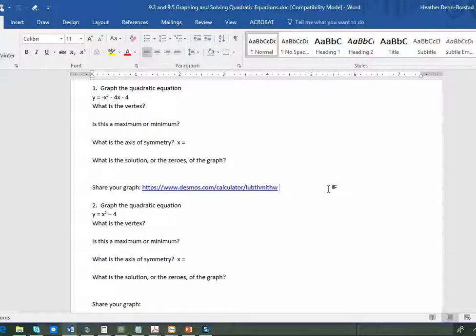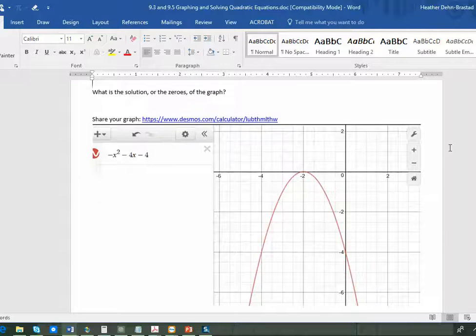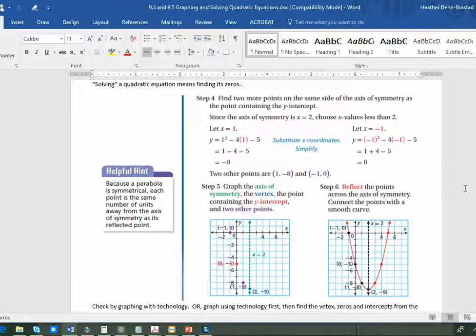And if I didn't want to paste the link, I could paste the graph. The advantage of pasting the graph is that now I can answer the questions about it right from the same page, because I can see it. Oops, that's a little too far.